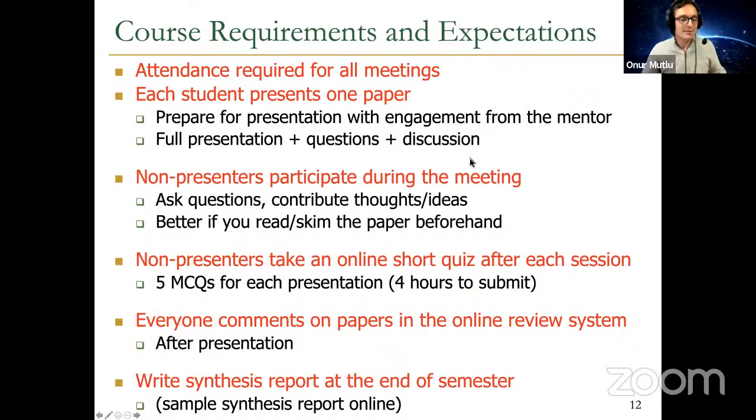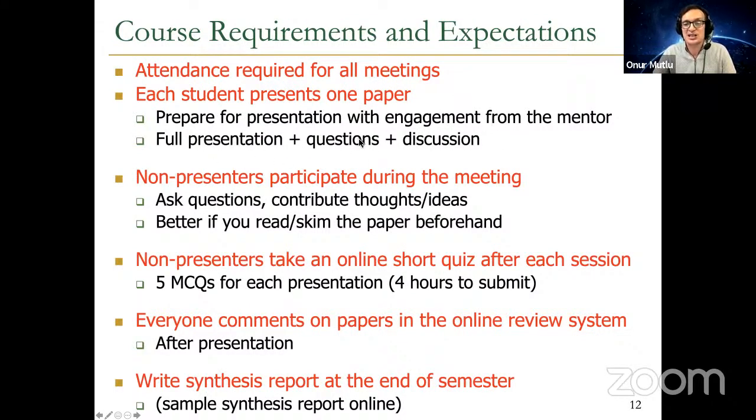Okay, some requirements and expectations. I'm going to require attendance for all meetings. If you're going to miss a meeting, please let us know. There's some tolerance, of course. I don't think being extremely rigid works in science in general. So there's tolerance in missing some meetings, but they should not be more than 2, let's say. Each student presents one paper. You prepare for the presentation with engagement from the mentors.